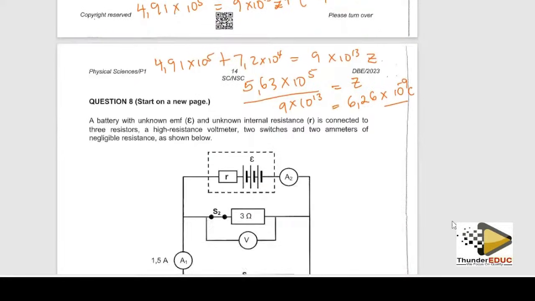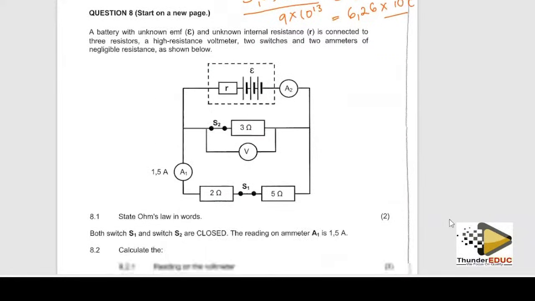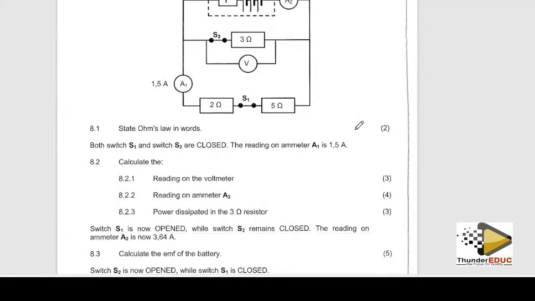Question 8. They're telling us that a battery of some unknown EMF and some unknown internal resistance, so we don't know this, and we don't know the internal resistance as well, is connected to 3 resistors and a high resistance voltmeter, 2 switches, and 2 ammeters of negligible resistance. All right. They want us to state Ohm's law in words.